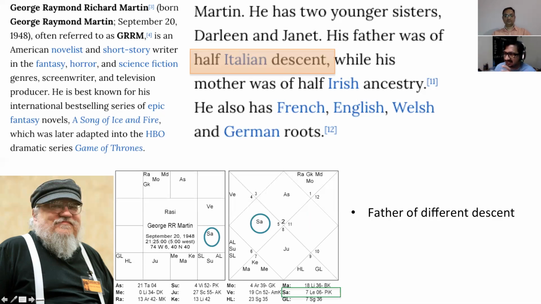Now, just to show the principle of how you can see his chart operating in the Wikipedia article, he has two younger sisters. Now look at his third house. It's Venus. Venus is the karaka for female. So female siblings, third house Venus, sisters. This is the example.